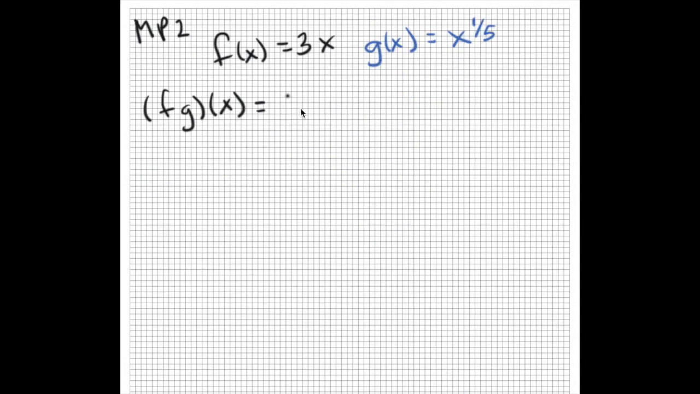We're going to do monitoring progress 2, and this is where we have two new functions. f of x is 3x, and g of x is x to the 1/5. And this time, we're going to be multiplying the two functions together. Here's the first function, 3x. And to that, we're going to multiply g of x.